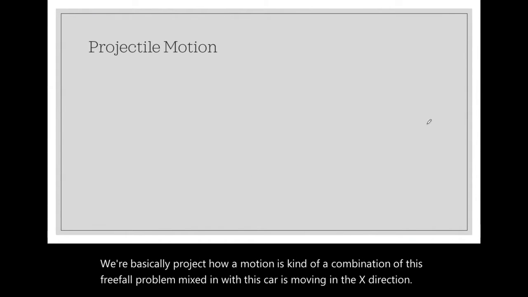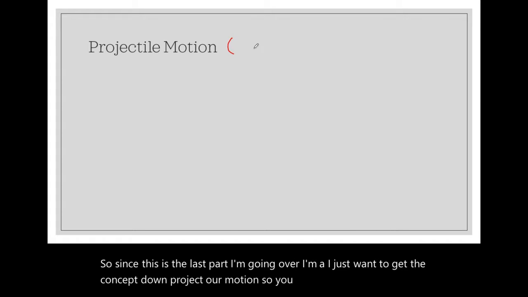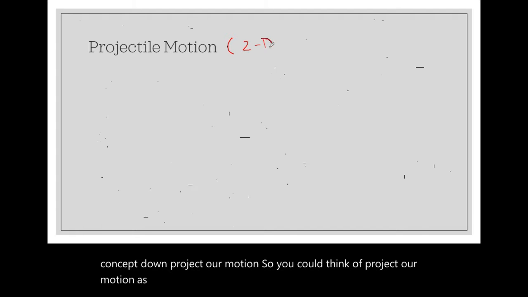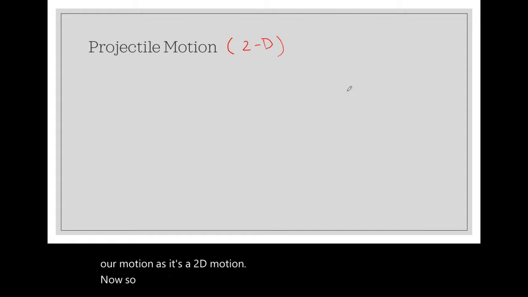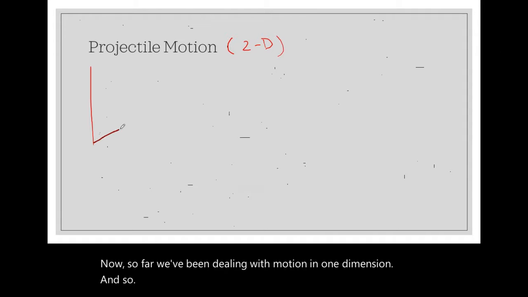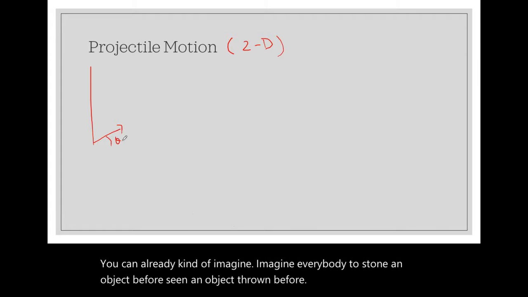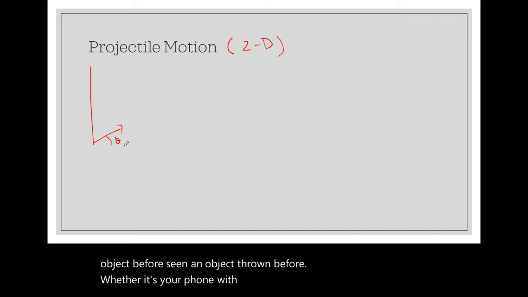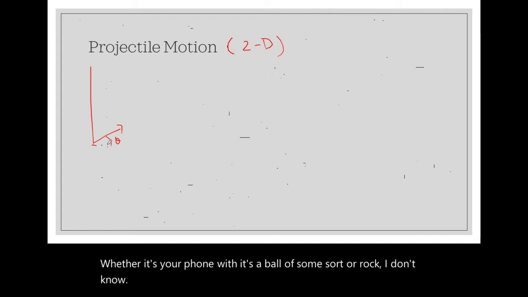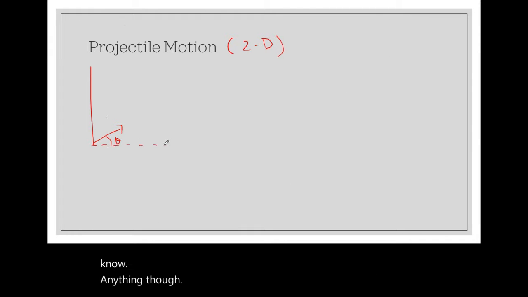Since this is the last part I'm going over, I just want to get the concept down of projectile motion. You could think of projectile motion as 2D motion. So far we've been dealing with motion in one dimension. I imagine everybody's thrown an object before or seen an object thrown, whether it's your phone, a ball of some sort, a rock. Anything you throw is basically going to go in some type of projectile motion.